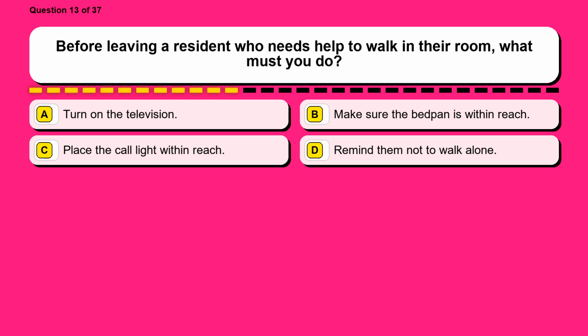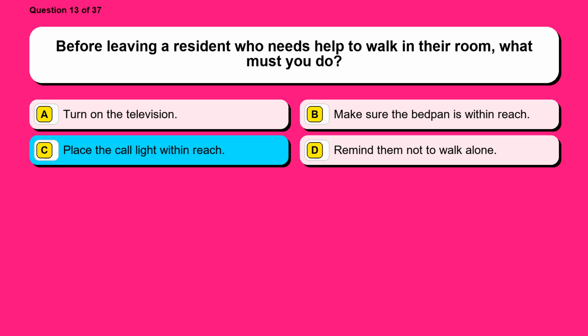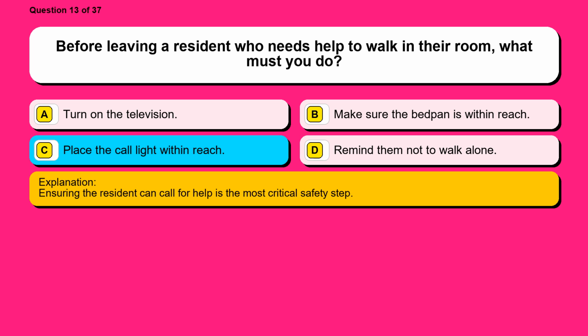Option A. Turn on the television. Option B. Make sure the bedpan is within reach. Option C. Place the call light within reach. Option D. Remind them not to walk alone. The correct answer is option C. Place the call light within reach. Ensuring the resident can call for help is the most critical safety step.